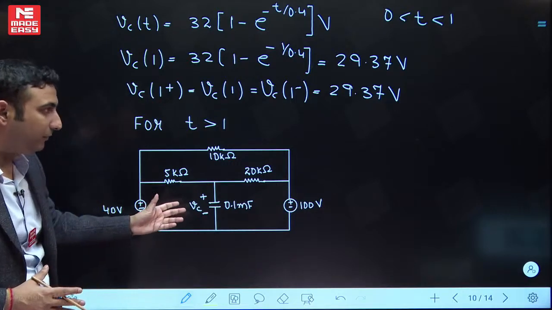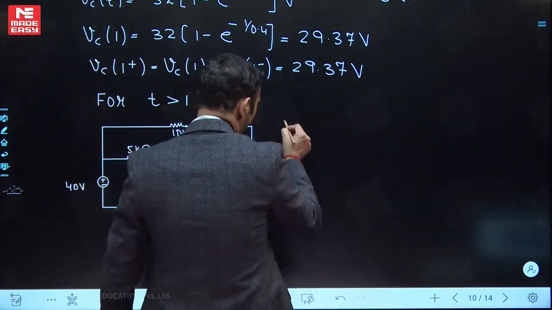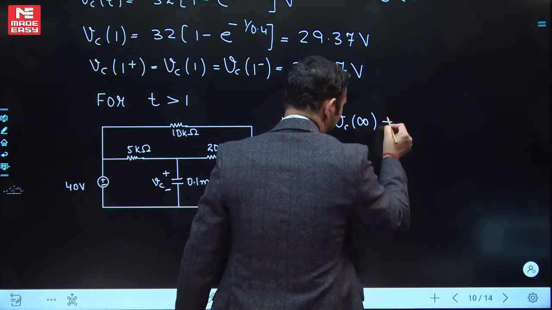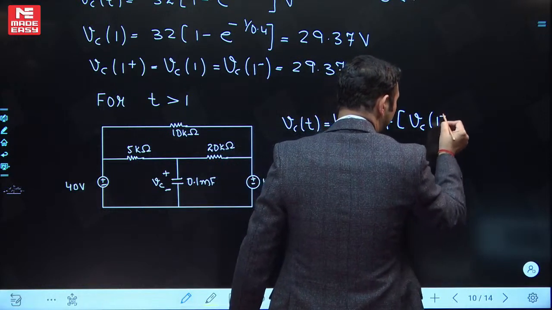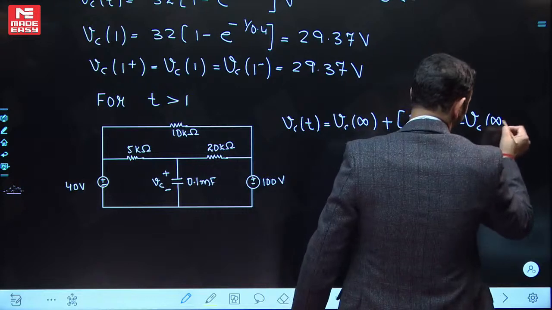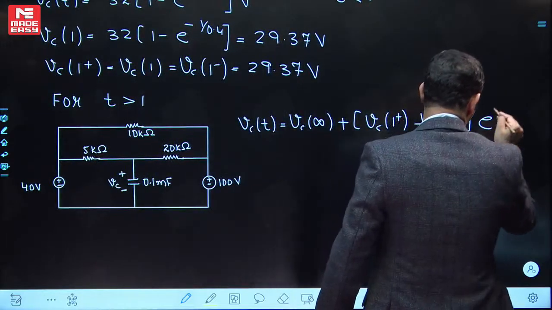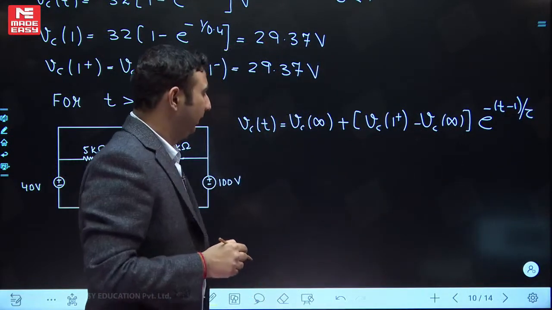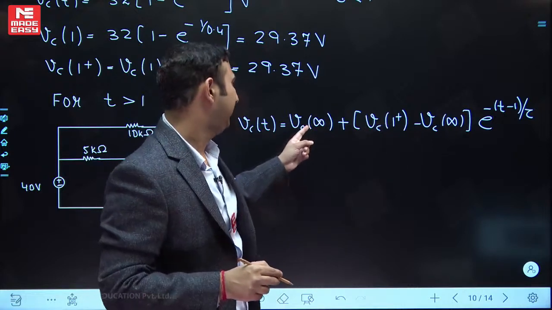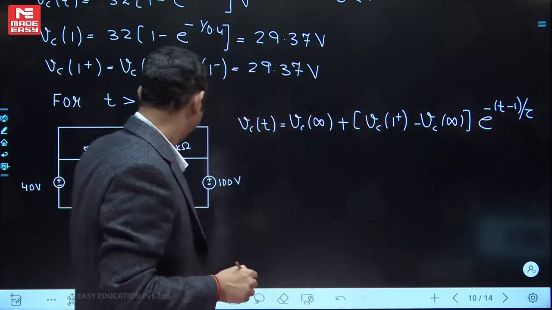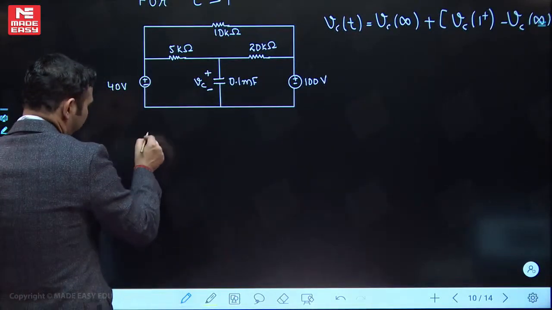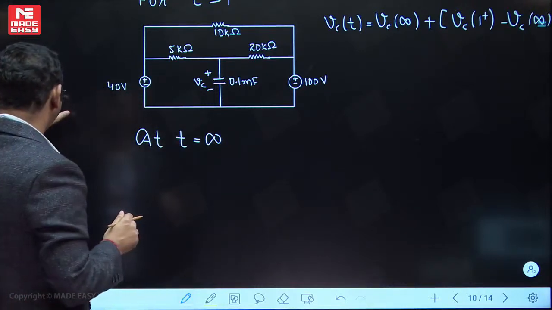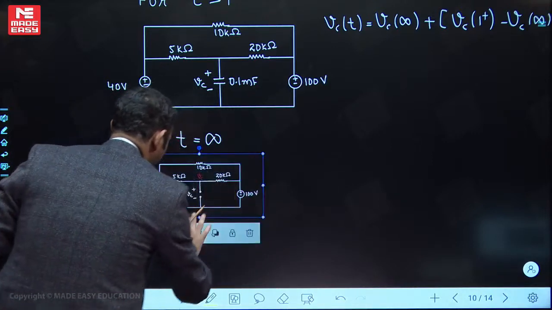So now what will be Vc of t? Let's write the formula for this. So you can see Vc of t will be final value plus initial, which is Vc1, minus final value, times e to the power minus, circuit is delayed by 1 second, so t minus 1 now. Initial we have already calculated, now we are interested in calculating the final value and the time constant. So for final value, that is at t equal to infinity, this is the circuit that I will be having.